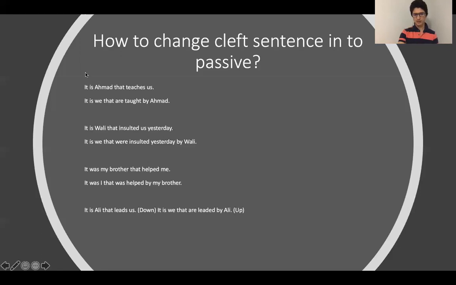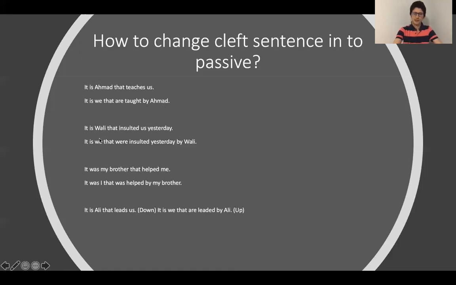Pay attention to these changes, okay? Us is here, and it comes to we. It is we. So the object is changed to subject. That is at the same position, and the verb is changed to be plus past participle. Because our subject is plural, we use that are. And the third form of teaches, that is taught by Ahmad. It is we that are taught by Ahmad.